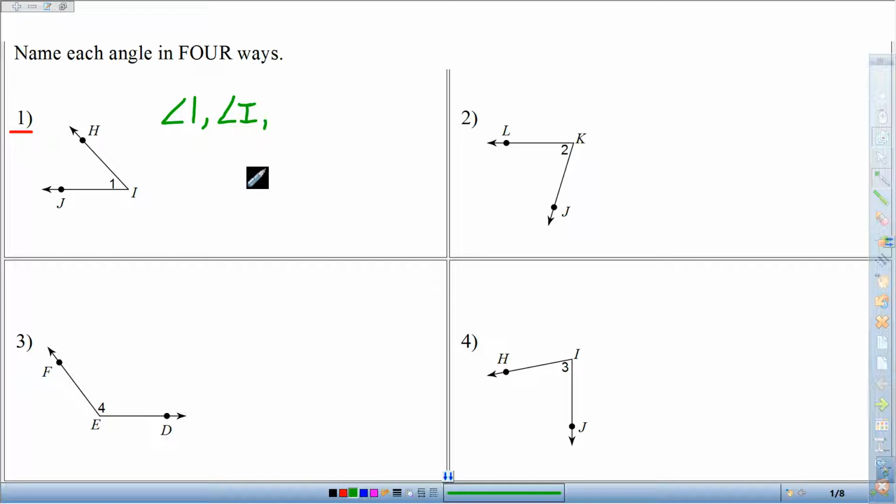The last two ways of naming an angle are probably the most common ones we'll see, and that's making our way around the angle as we name it, starting at one side, going around the vertex to the other side. So we can call this angle HIJ. Angle HIJ. And we can also go from the other side around the angle, angle JIH.